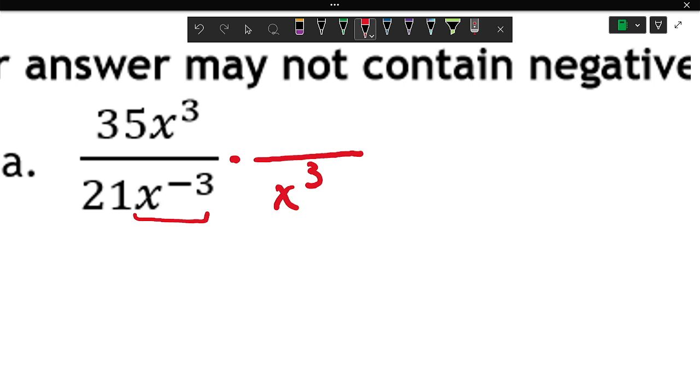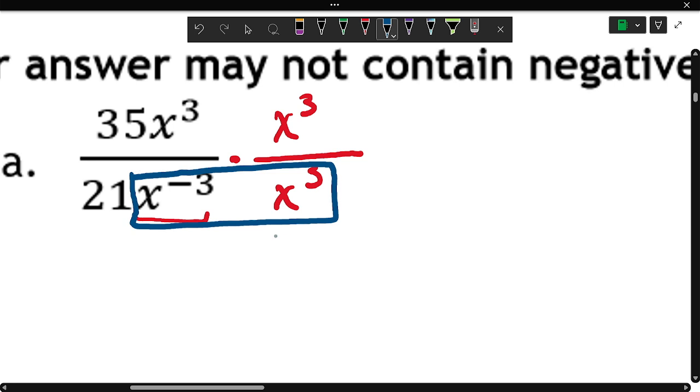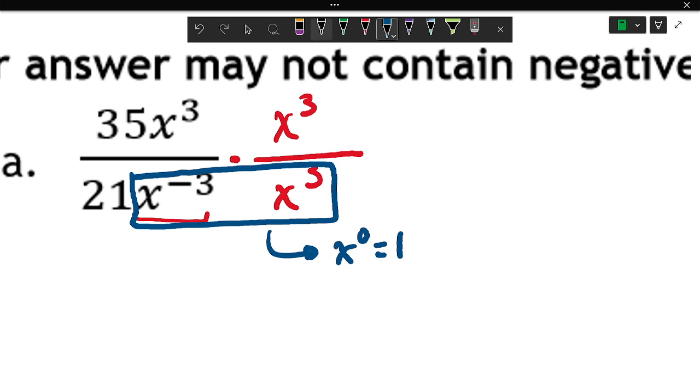Now, again, I can't multiply by anything other than the number 1, right? So I make this the number 1 by putting an x to the third in the numerator. So here's what we have. In my denominator, I've got x to the negative third times x to the positive third, which equals what? X to the 0, which is 1. So when I look at this now, I no longer have a negative exponent, right? So I'll just rewrite what we have.